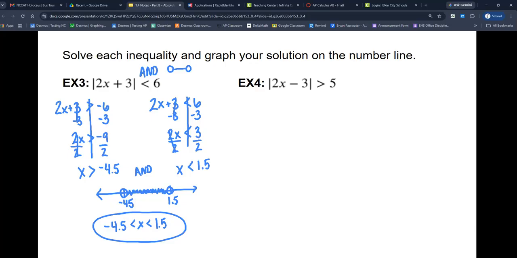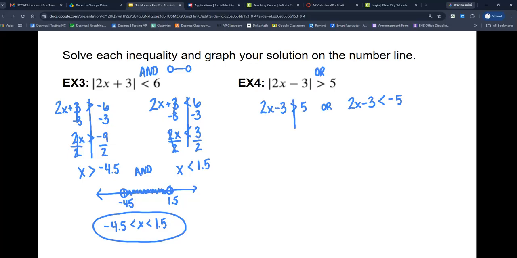Okay? Number 4 is really similar, but this one is an or problem because we have a greater than. So for this one, we're going to just write the 2 separate inequalities. The first one, 2x minus 3 is greater than 5. You just drop the absolute value bars. They're gone. The second one will be 2x minus 3 is less than negative 5. Okay? And we can put the word or between it because it's going to be either one of these.